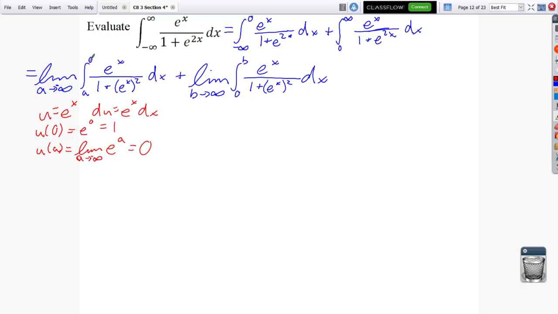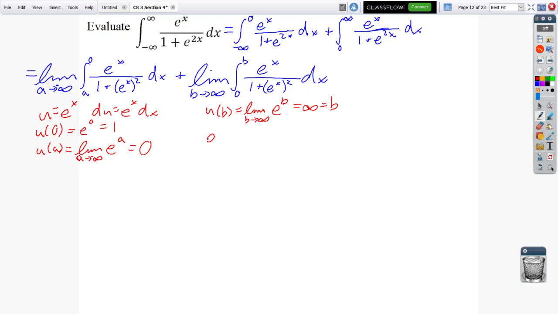Over on this side, again, I already have my u. All I need to do is find u of my upper limit, which here we're talking about the limit as b approaches infinity of e to the b, which is equal to infinity. So we're just going to keep it as b. Since we're not trying to compare infinities, it's okay to leave it right there. Whoopsies, that's not how I spell u. We also want to find u of 0. We already found that. It's 1.